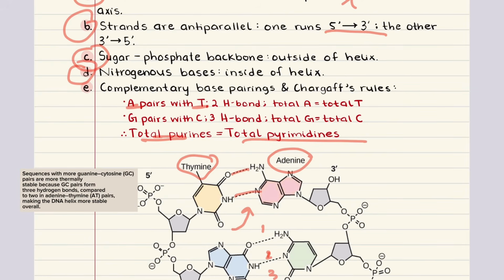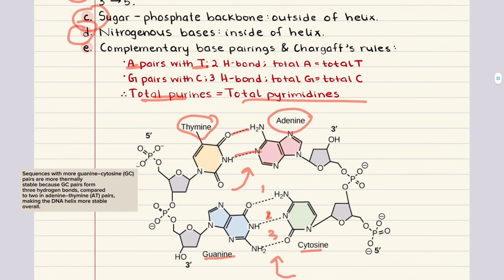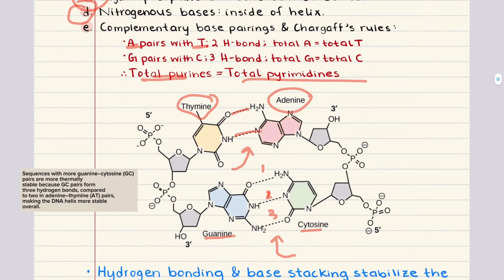But hydrogen bonds aren't the only thing stabilizing the helix. The structure is also stabilized by something called base stacking. This refers to the van der Waals interactions between the flat aromatic bases as they stack on top of each other inside the helix. So these interactions also add some extra stability to the overall structure.